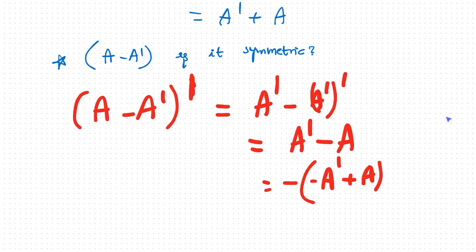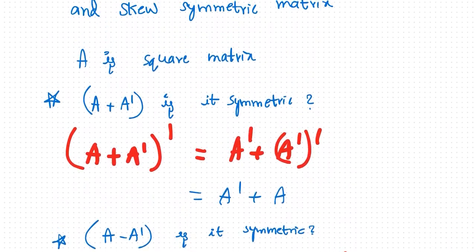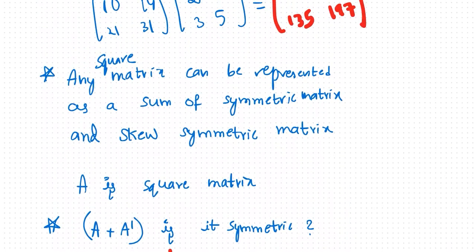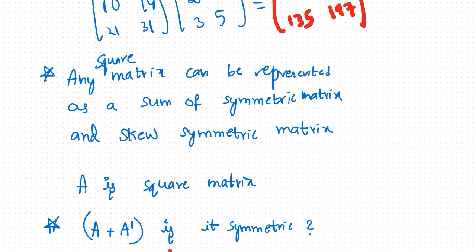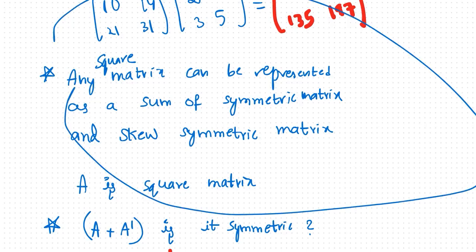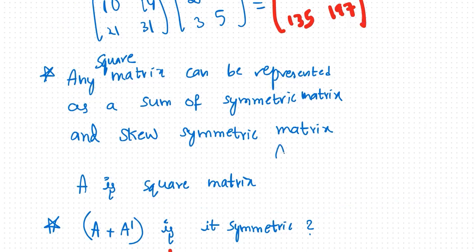So the thing is, as I told you earlier, any square matrix can be represented as a sum of symmetric and skew symmetric. So A will be equal to half of (A plus A dash) plus half of (A minus A dash).